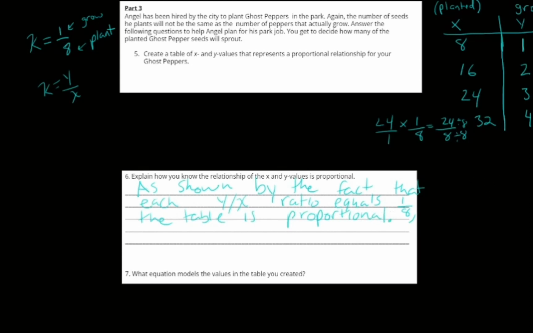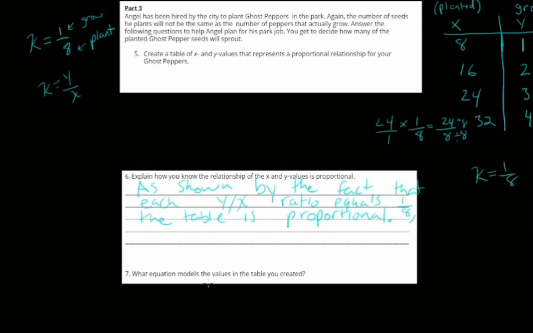Put more simply, we could also just say the constant of proportionality in this table is 1/8. And if a table has a constant proportionality, it is proportional. If it doesn't have a constant proportionality, if one of these was not 1/8, it would not be proportional. But as you saw, the constant proportionality was 1/8, and the table is proportional.